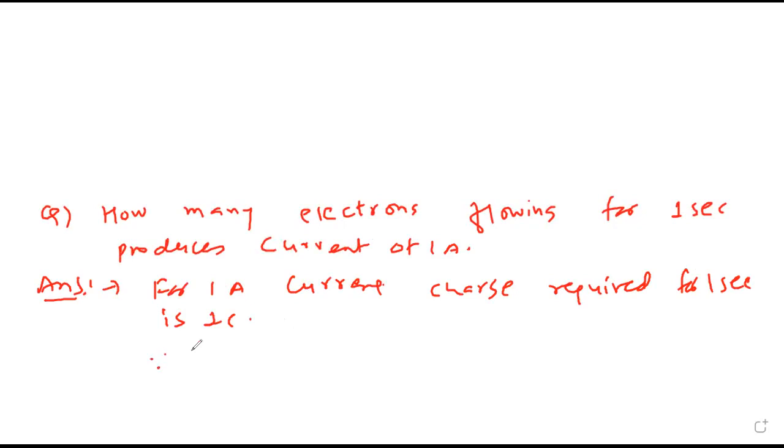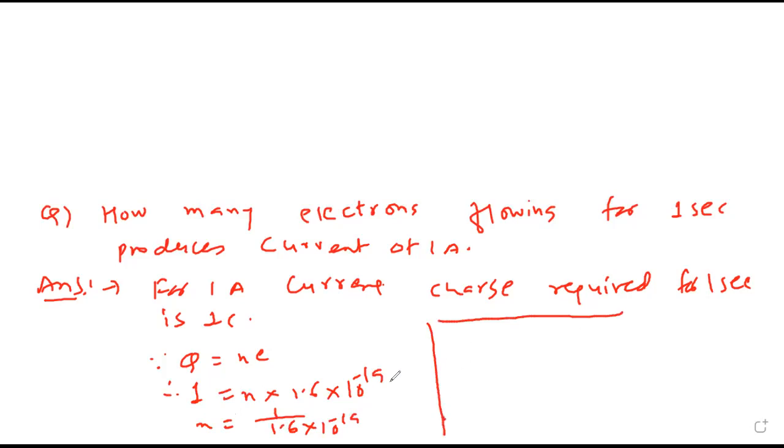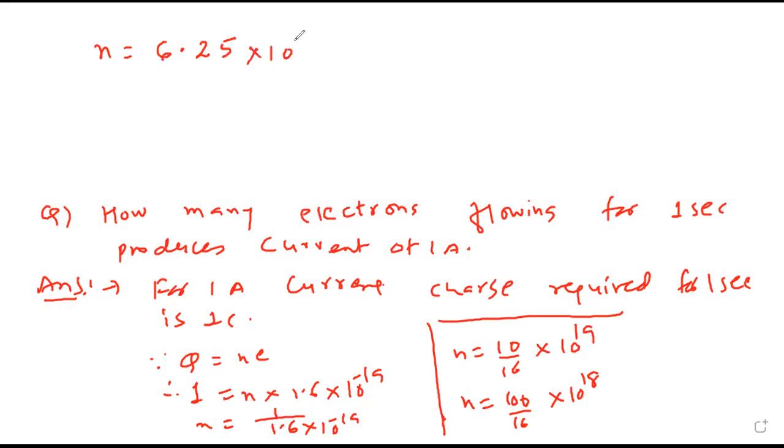So since Q is Ne, correct? Charge is number of electrons times e. So can I say 1 coulomb is N into 1.6 into 10 raised to minus 19? So N is 1 upon 1.6 into 10 raised to minus 19, okay? Yes, sir. So N will become 10 upon 16 into 10 raised to 19. Can I say this is 100 upon 16 into 10 raised to 18? So it will become 16 into 6, 96. Remainder 4, 16 twos are 32. Remainder 8, 16 into 5. So this many electrons, when flowing for 1 second, give a current of 1 ampere. Right.